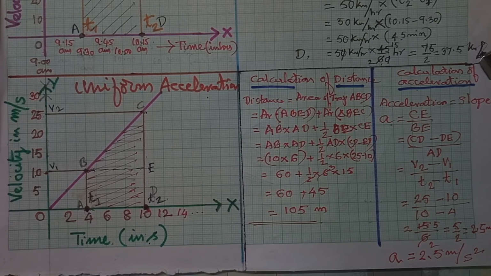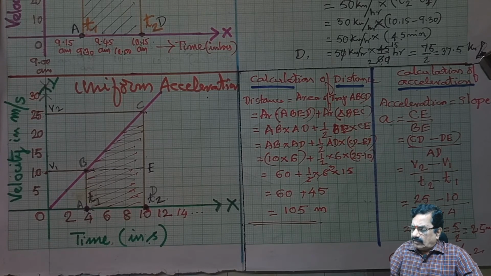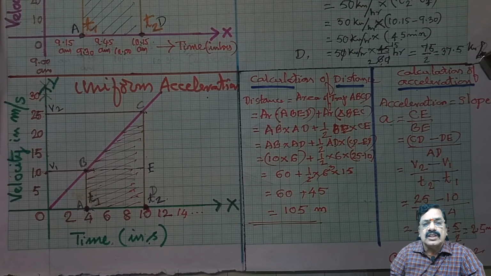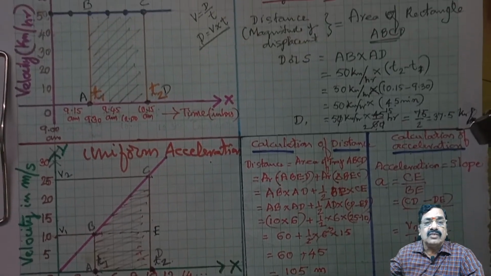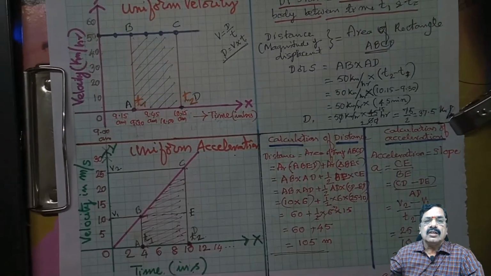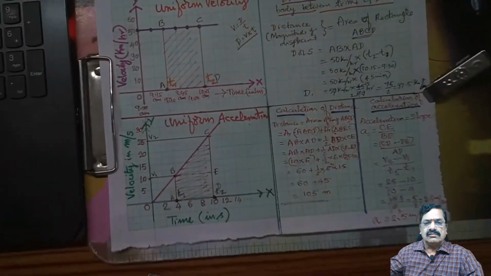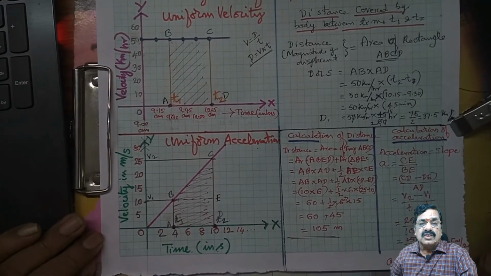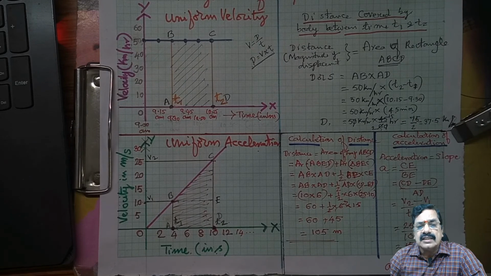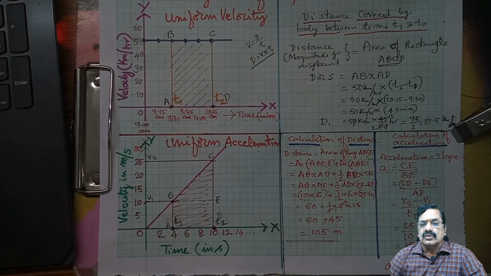I mean to say that from the uniform velocity graph we can calculate the distance, which we have seen already at the top of the graph. You see here, finally we have seen that. Okay, now the next one is, just you see, we can find out from the uniform acceleration graph the calculation of the distance and also the calculation of the acceleration.